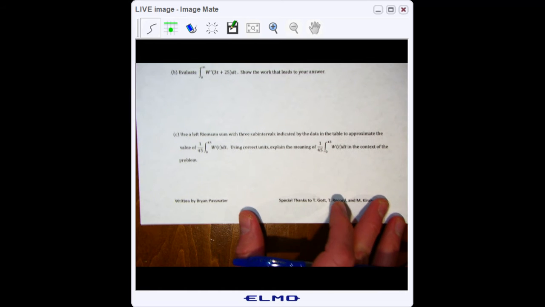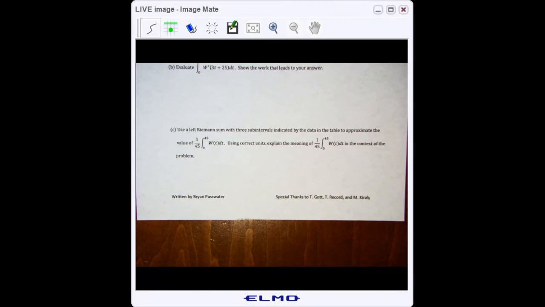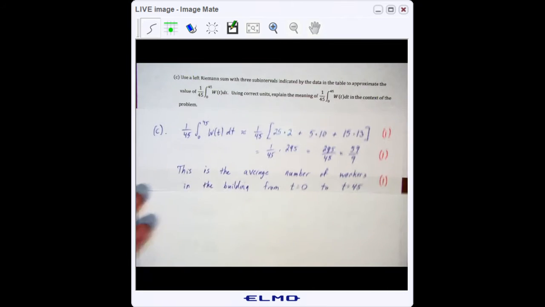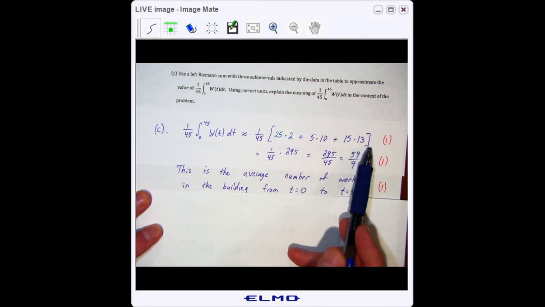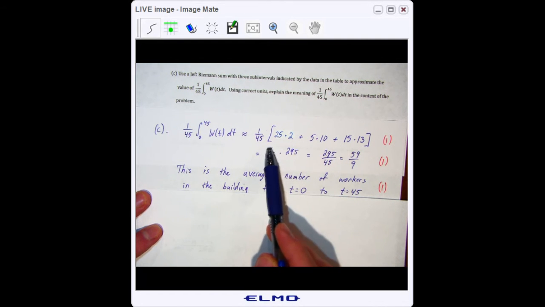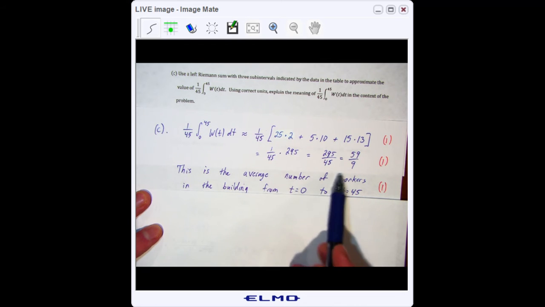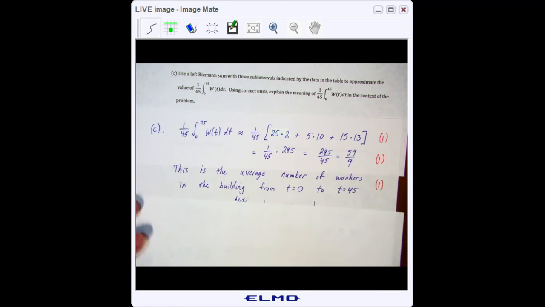All right, let's look at part C. Part C says use the left Riemann sum to approximate 1 over 45 times the integral from 0 to 45 of W, and explain what that means. I hope that was really easy. We know how to do Riemann sums. That's just the area of the rectangles. So use the left endpoints from 0 to 45, multiply by 1 over 45 when you're done, and you get 59/9, which I believe is like 6 and 5/9.